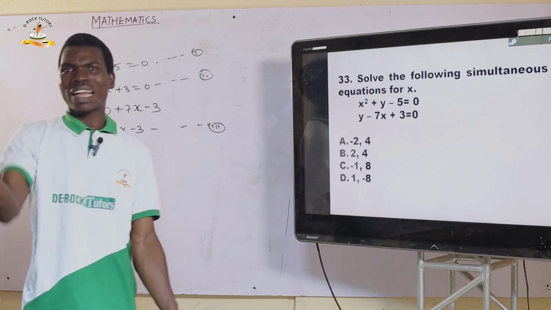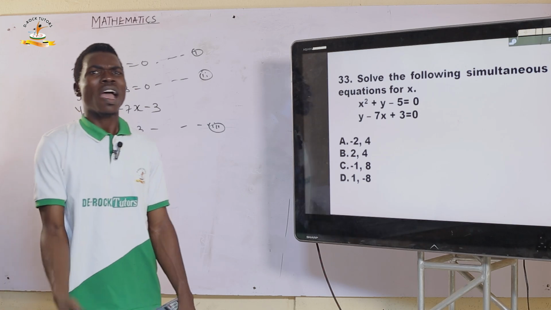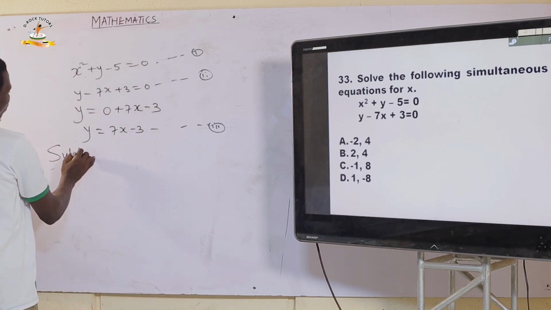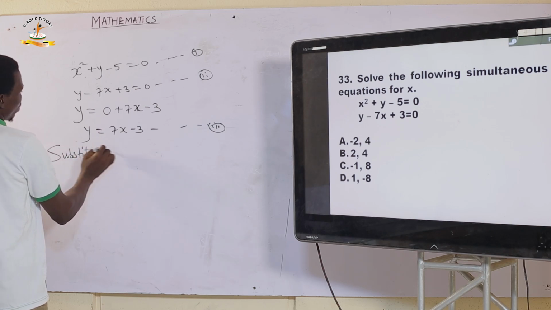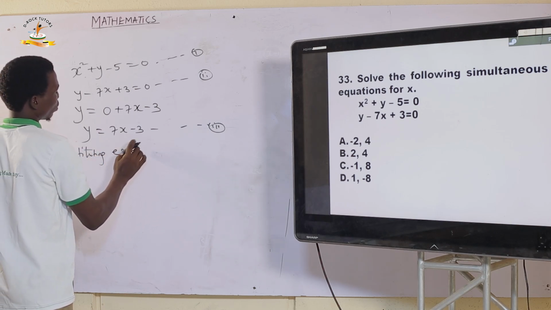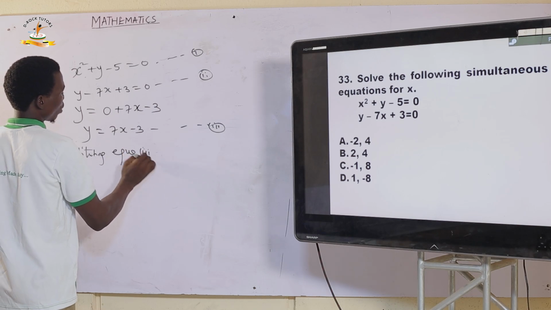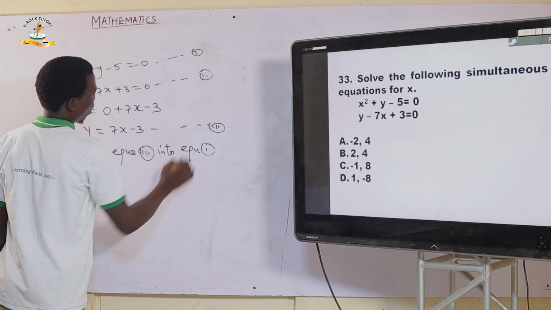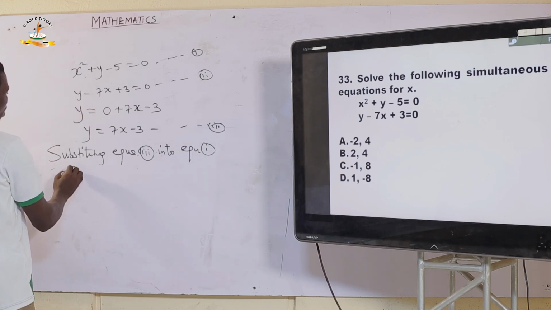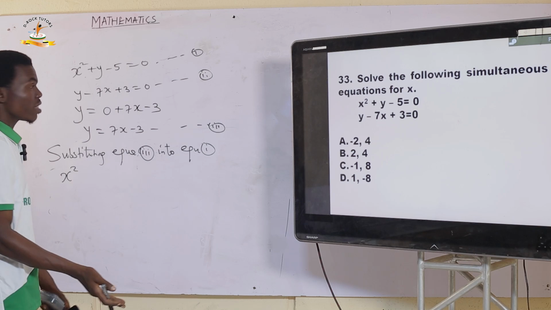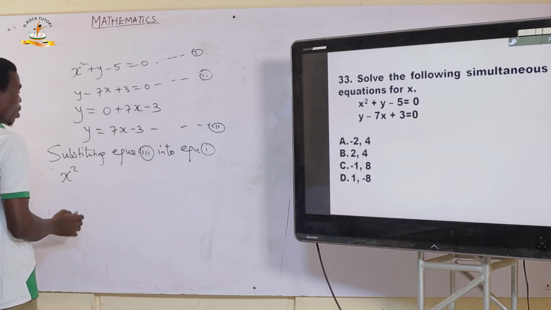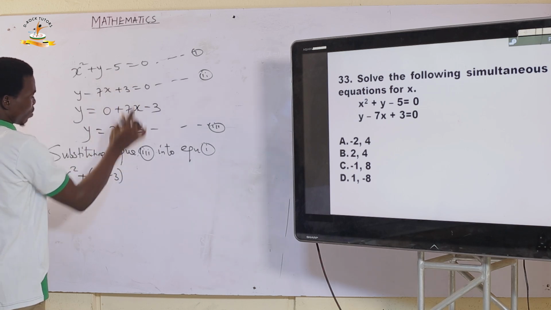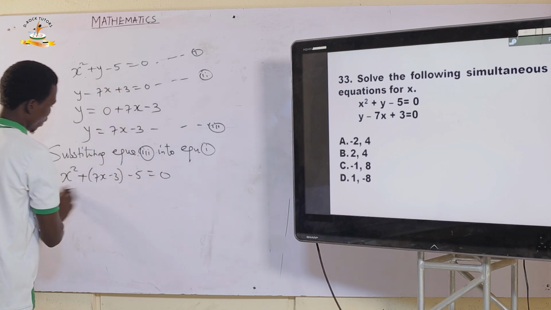Don't forget, I got equation 3 from equation 2. And I can substitute it back into equation 1. So, substituting equation 3 into equation 1, what do you have? We're going to have x squared. So instead of writing y, I write 7x minus 3. So I'm going to write plus 7x minus 3, then minus 5 equals 0. I'll put this bracket.